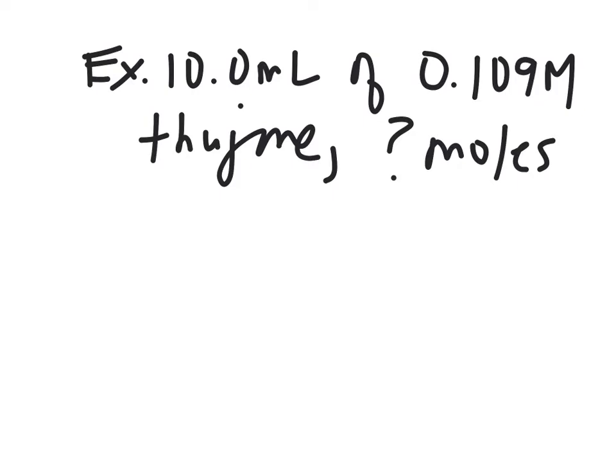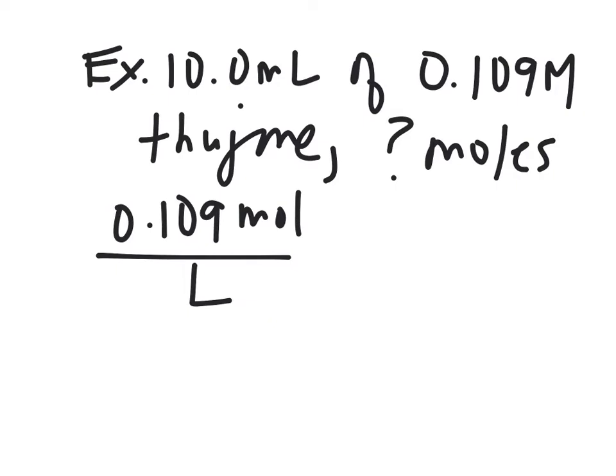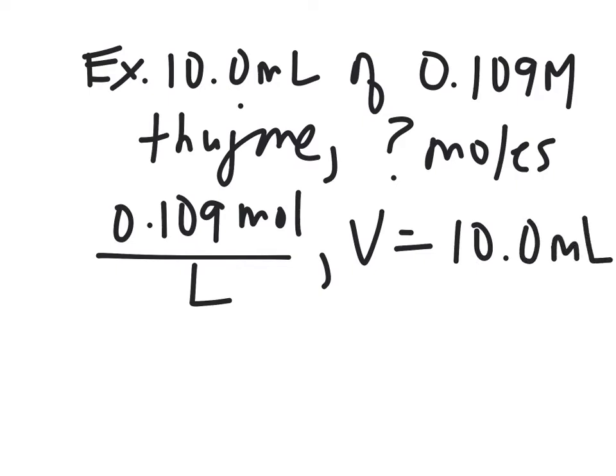So you could solve this problem lots of different ways. Whenever I see molarity, I like to rewrite it. So I know that I have 0.109 moles of thujone per liter solution, and I know that the volume of solution that I have is 10.0 milliliters. Or if I wanted to convert that to liters, I would divide it by 1,000, and I know that's 0.0100 liters of solution.